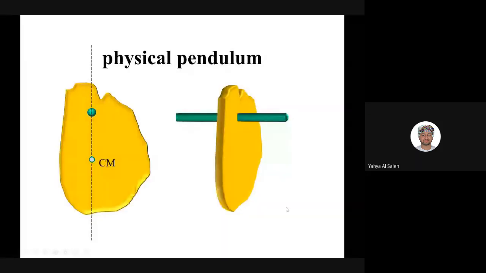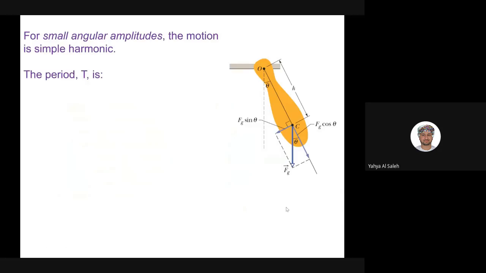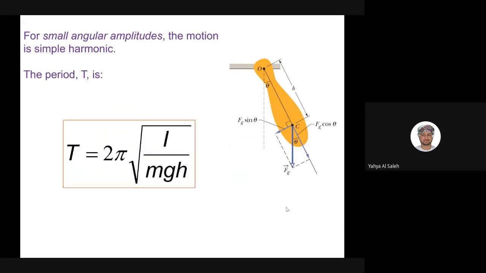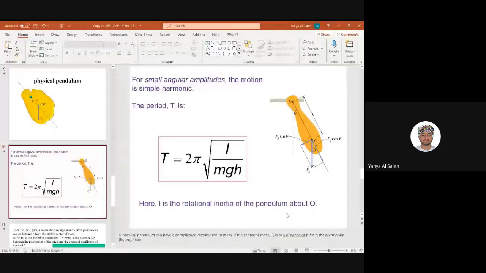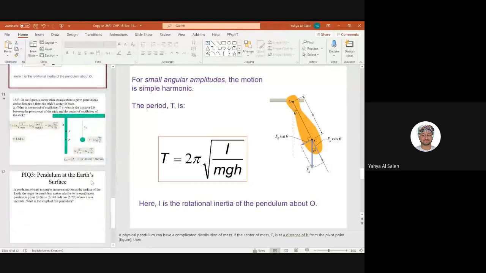So in a physical pendulum, something like this that is rotating, for small angular motion, the period is given by T equals 2 pi square root I over mgh. And I'm not going to derive that, you can just use it.